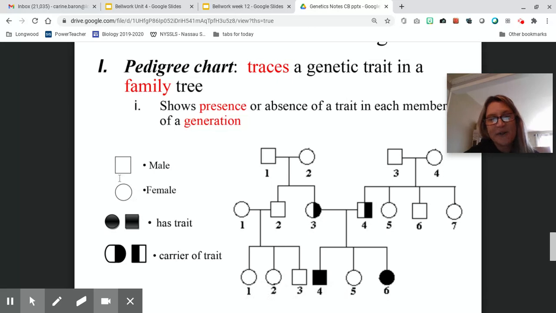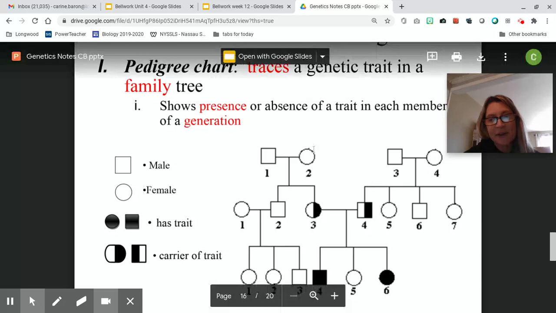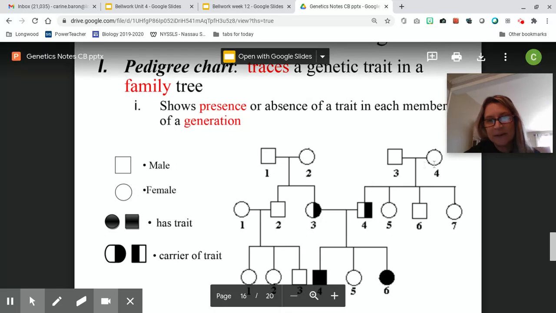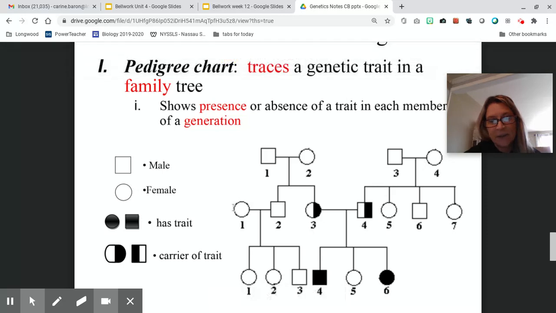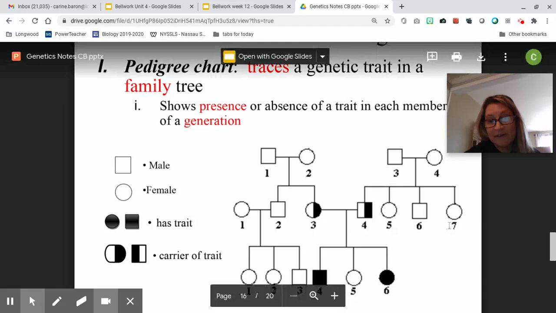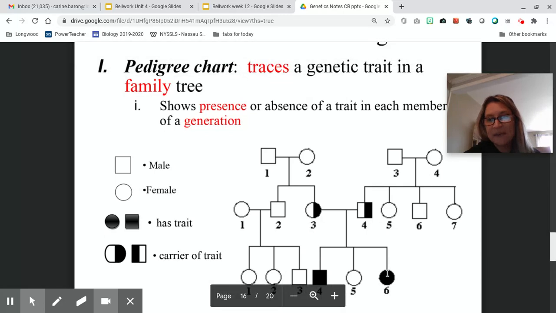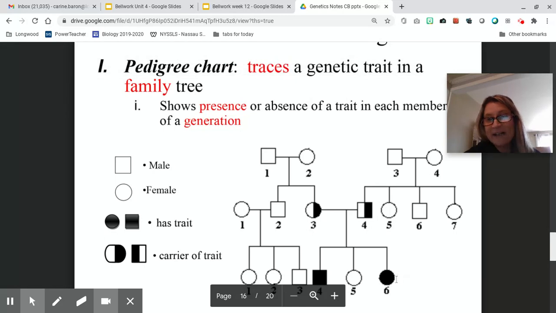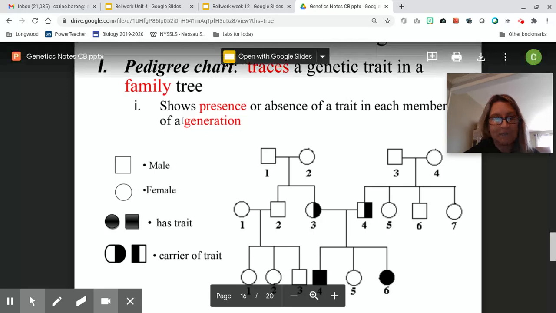Females are going to be represented by circles. So here we're going to show female 1, female 2, this person over here, female, female, female, female, female, female, female, female. So let's count them up. 1, 2, 3, 4, 5, 6, 7, 8, 9, 10 females are shown in this pedigree.